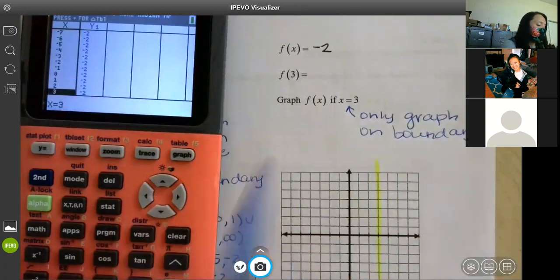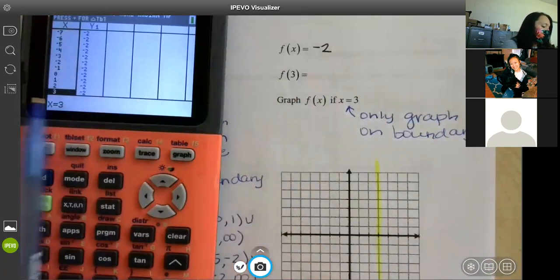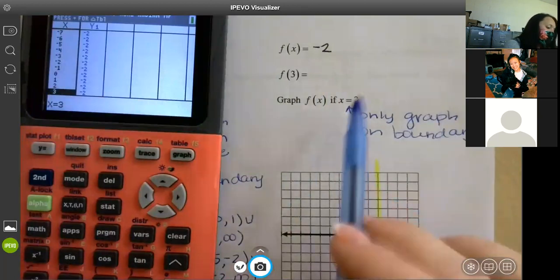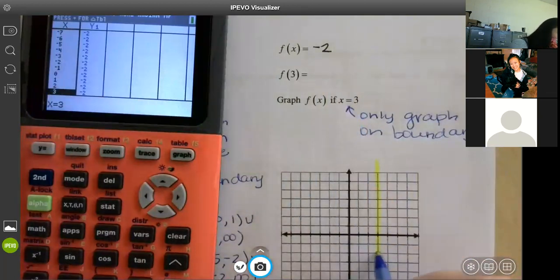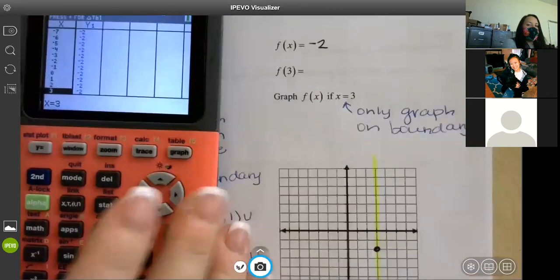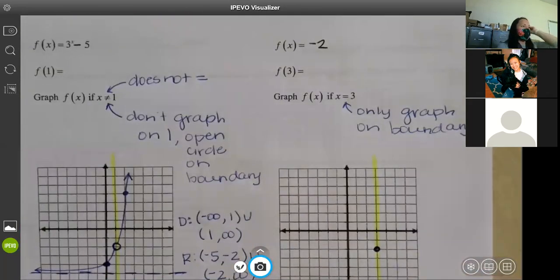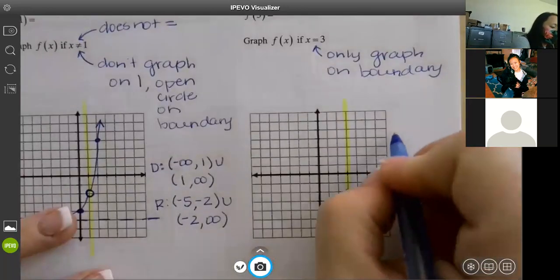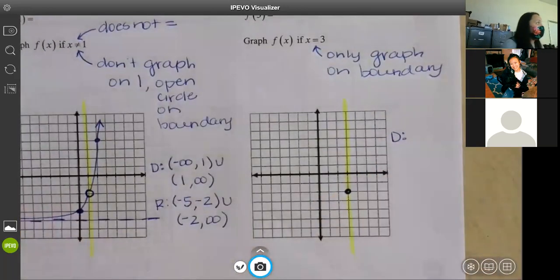So I'm only graphing on 3, so I'm going to look at my calculator. If you notice, all your y's are the same because it tells you that. But 3, -2. Since it's equal to, it's just a closed dot. One of the most missed problems on the test is the domain and range of a closed dot. Domain and range. So here's your domain. This will be on the test. Okay. This is typically on the test.